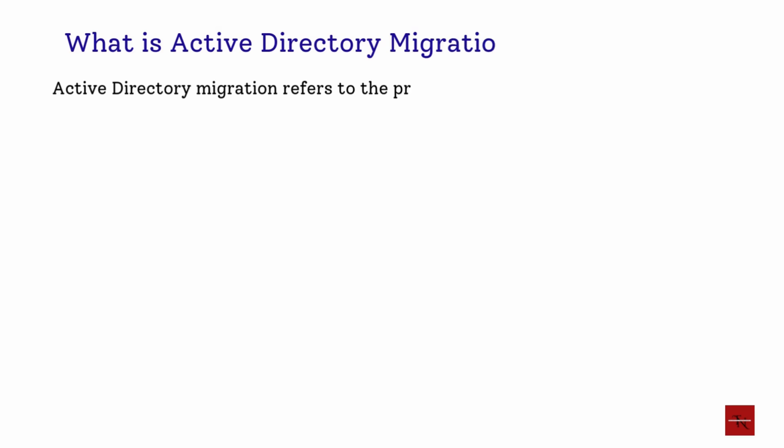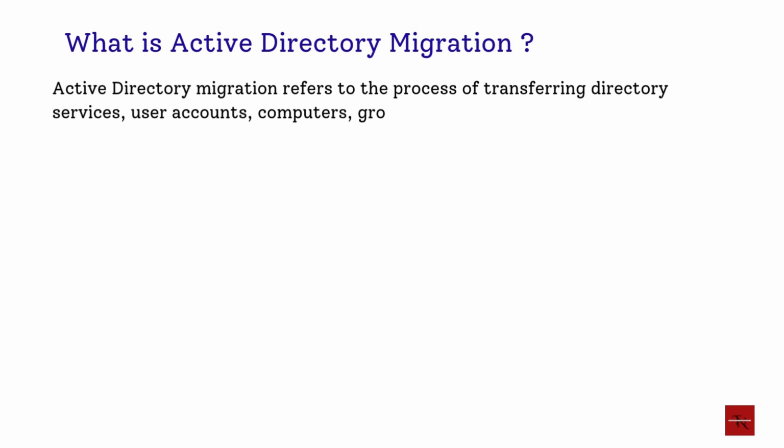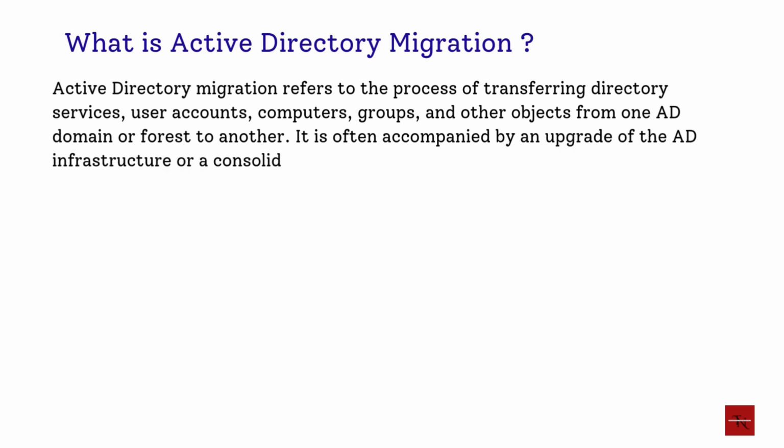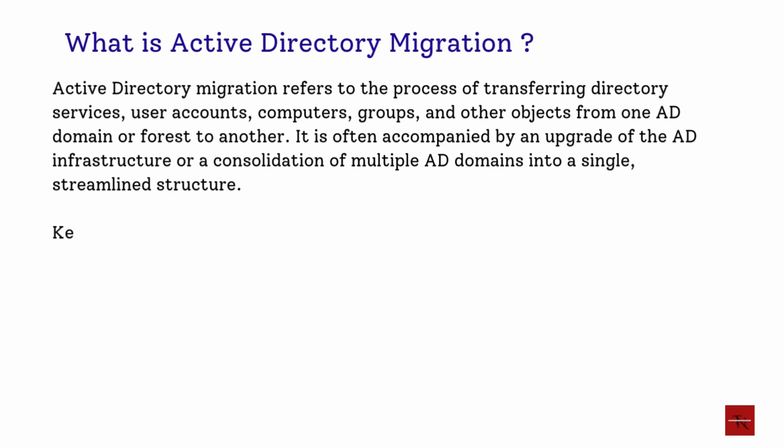Here is a detailed explanation of what it is, why it is needed, and how to carry it out step by step. What is Active Directory migration? Active Directory migration refers to the process of transferring directory services, user accounts, computers, groups, and other objects from one Active Directory domain or forest to another. It is often accompanied by an upgrade of the Active Directory infrastructure or a consolidation of multiple Active Directory domains into a single streamlined structure.